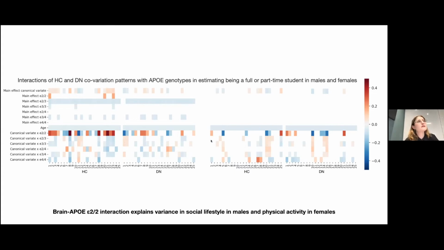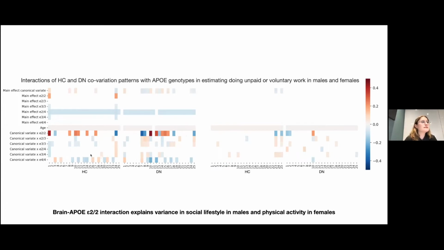And this could be because we know that as couples age, the female is often responsible for the social circle in older couples, and males tend to have more superficial relationships where they meet people in group activities, like sports or clubs. And it's often the female that is responsible for maintaining these more long-term relationships. So probably being a full or part-time student interacts more with the brain in males than in females, and it seems to be particularly affecting E2.